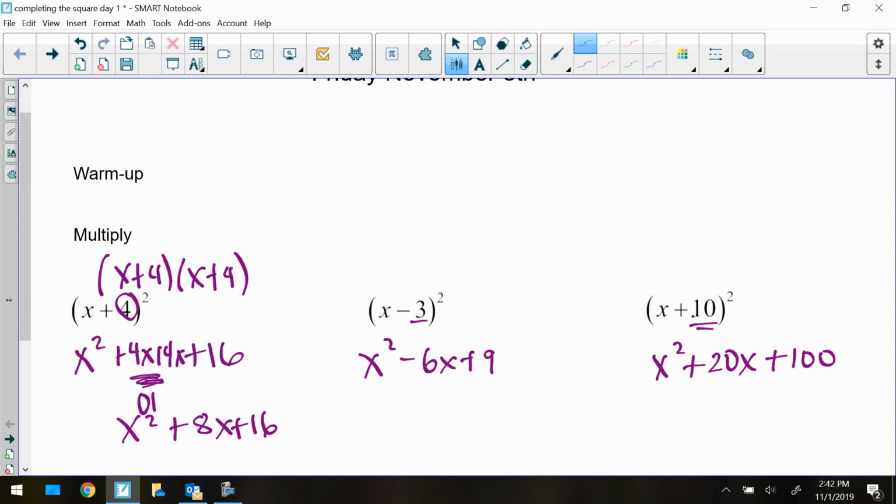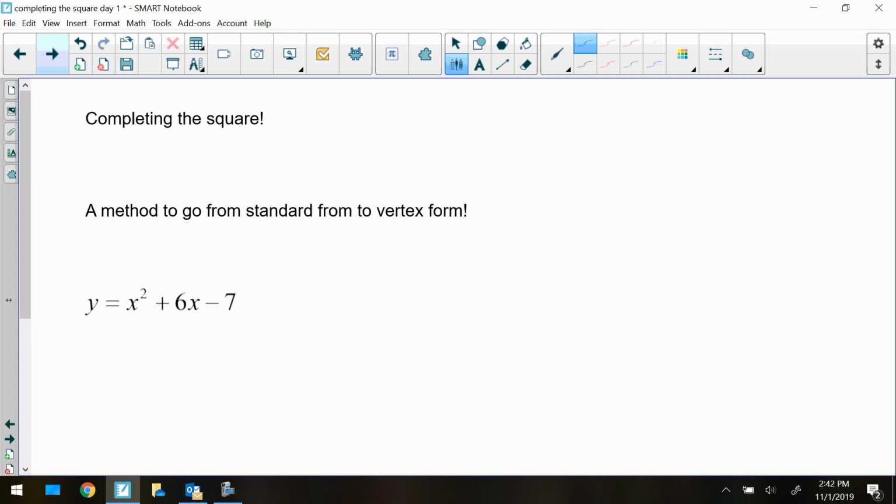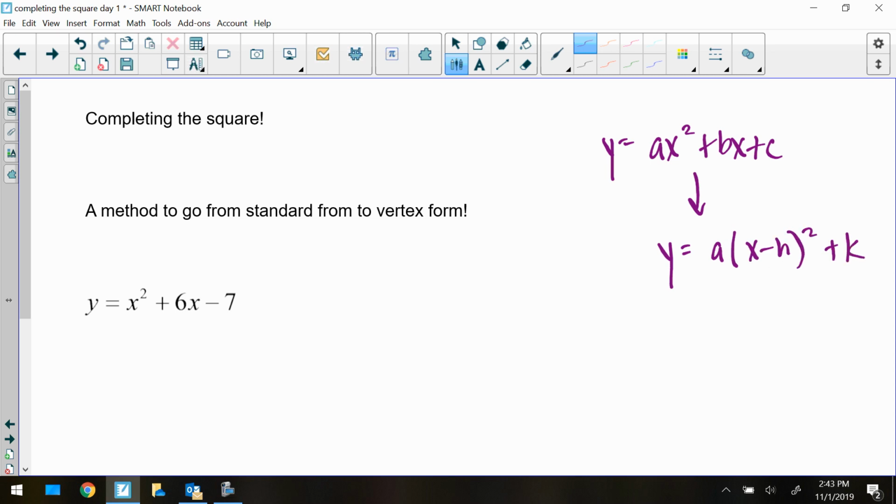We are going to actually do this basically in reverse in order for us to do what we're going to do today. So let's get into it, right? What this method is called is to go from standard form to vertex form. So if you remember, standard form is ax squared plus bx plus c, and we're trying to go into y equals a times (x minus h) squared plus k. Right? And what this method is called is completing the square.